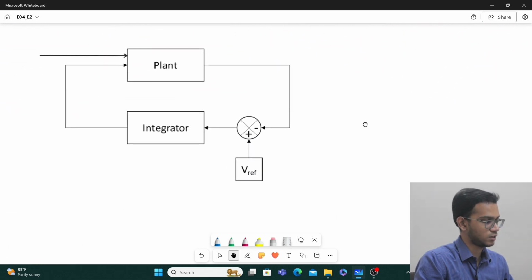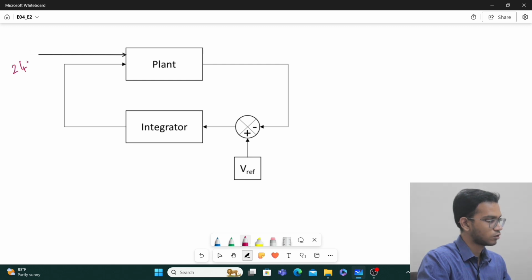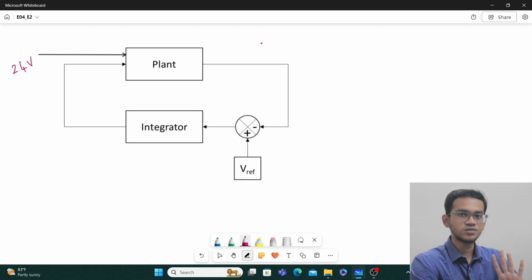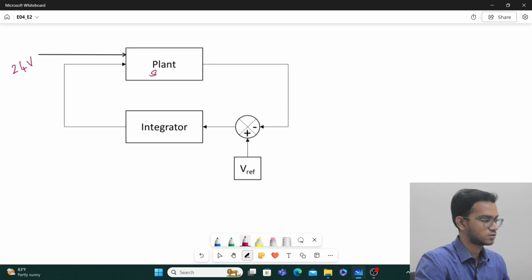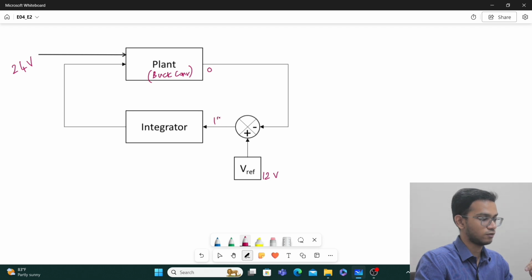Now let us come to a situation where there's a plant with me, right? Now, I am giving 24 volt to this plant. Assume that the plant's output is initially 0. This plant is nothing but my synchronous buck converter or buck converter, or for that matter any power converter, right? The initial value is 0. What is my reference value? It's 12 volt. What will be my error? It will be very large. It will be 12 minus 0, it will be 12.